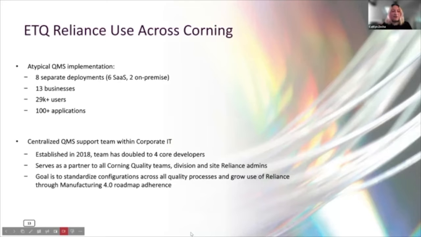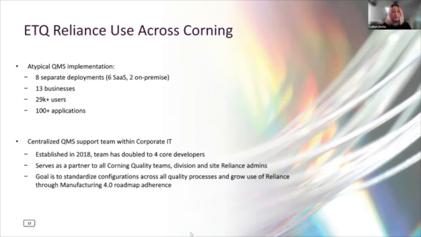Okay, so let's go back to talking a little bit about ETQ Reliance use across Corning. So as I'd mentioned, we have a pretty atypical implementation. We have 8 separate deployments. Most businesses, when they set up a quality management system, typically have 1, maybe 2, depending on the nature of the business. We have 8. We treat each of our divisions within Corning like their own separate business. That is because they may have very different needs because of their products or how they operate. And so we've given everyone a lot of freedom to define how they choose to set up their QMS. Within those 8 deployments, we have 6 that are cloud-based, so they are SaaS, software as a service, and we have 2 that are still on-premise. And across those 8 deployments, we have 13 different businesses or groups that are operating within them.